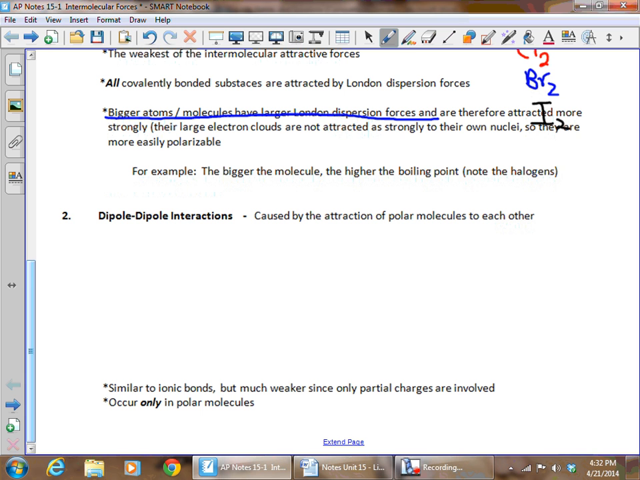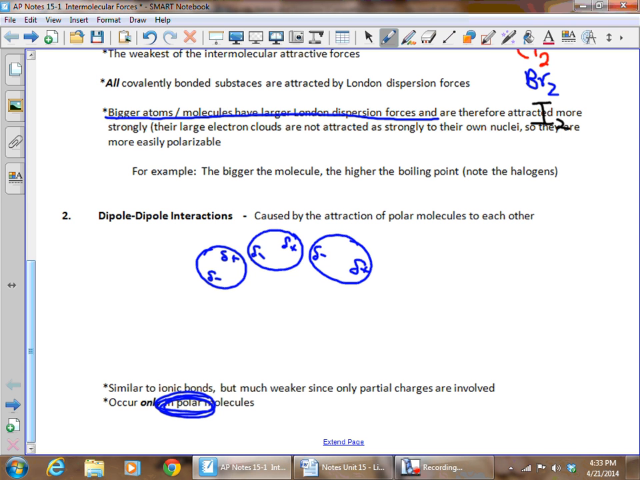These are caused or created, I guess exist would be a better term, in molecules that are already polar. So if you've got a molecule that already has this partial positive end and a partial negative end, then it's going to be attracted to another molecule with a partial negative and a partial positive, which is attracted to another molecule with a partial negative and a partial positive, etc., etc.